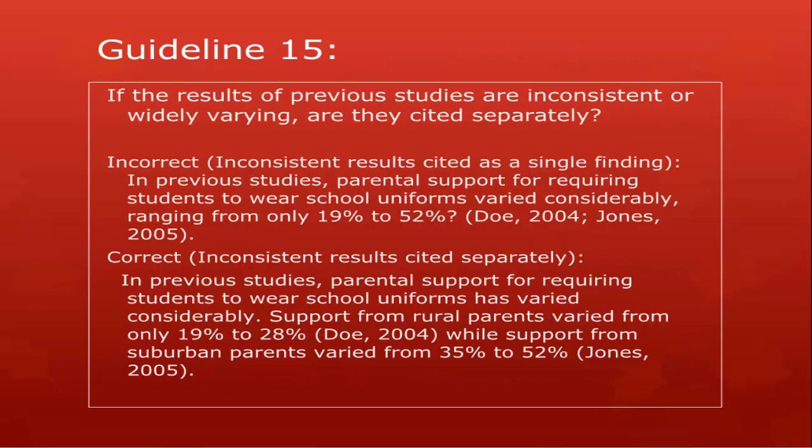Guideline 15. If the results of previous studies are inconsistent or widely varying, have you cited them separately? So here's an example of the incorrect way to do it. Inconsistent results are cited as a single finding here. In previous studies, parental support for requiring students to wear school uniforms varied considerably, ranging from only 19% to 52%. Doe 2004, Jones 2005. 19% to 52% is widely varying, so we would want to cite these results separately when possible. So here's a revised version.